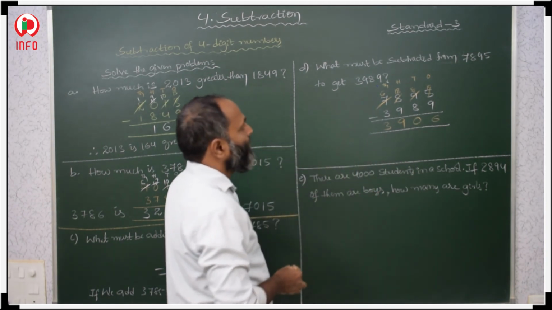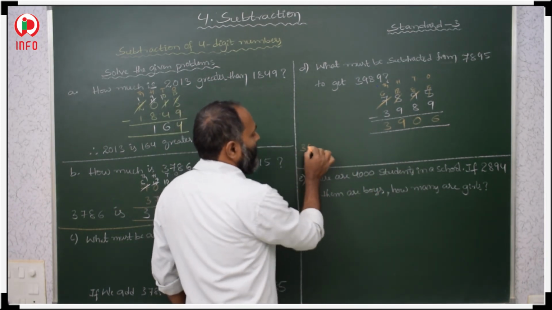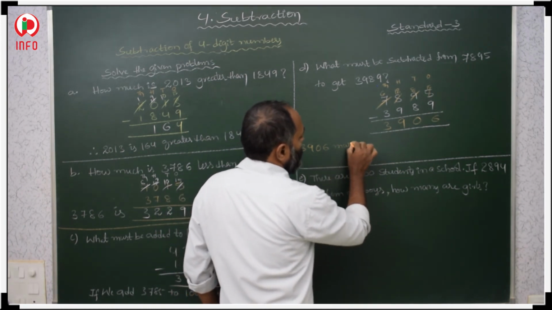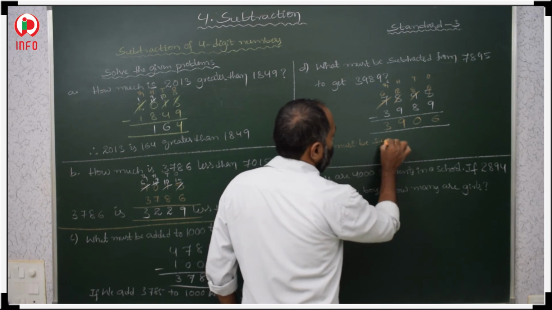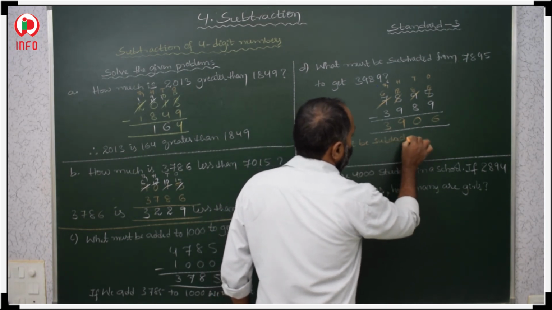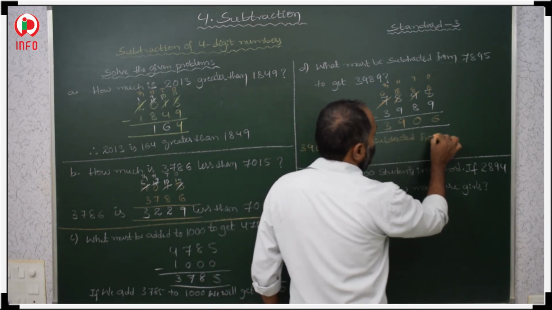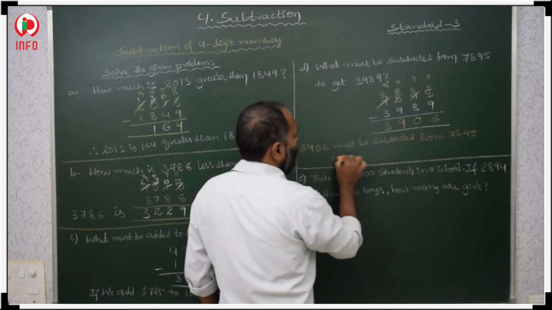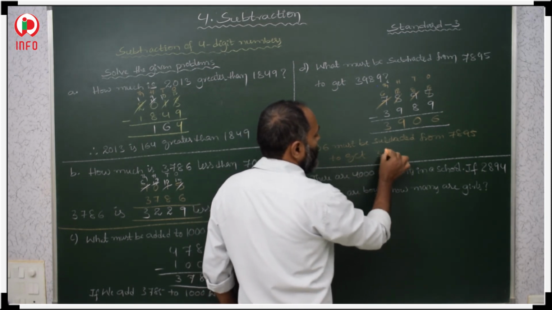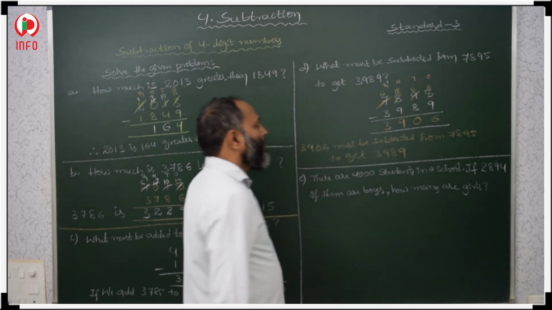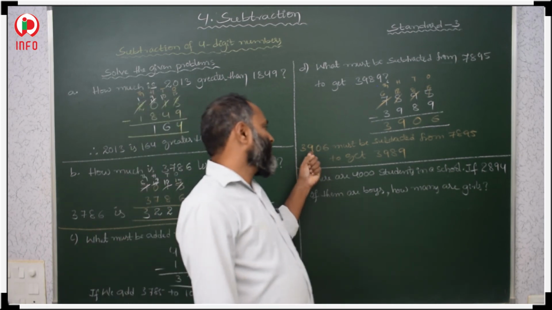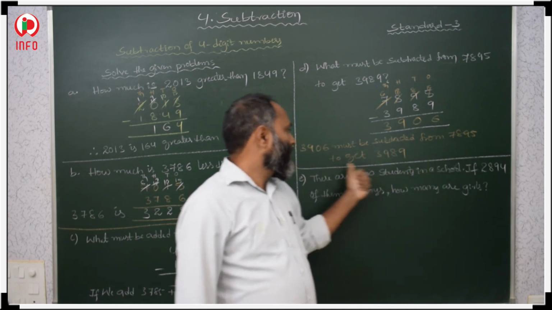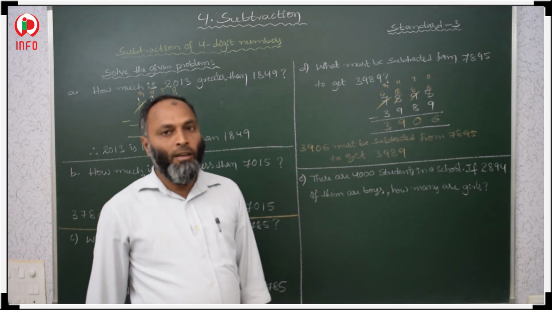Now the completion step. 3906 must be subtracted from 7895 to get 3989. This must be subtracted, means 3906 must be subtracted from 7895 to get 3989.